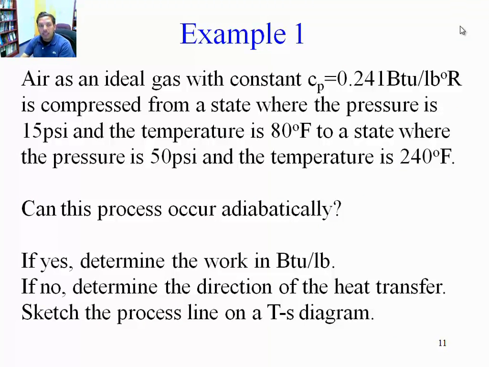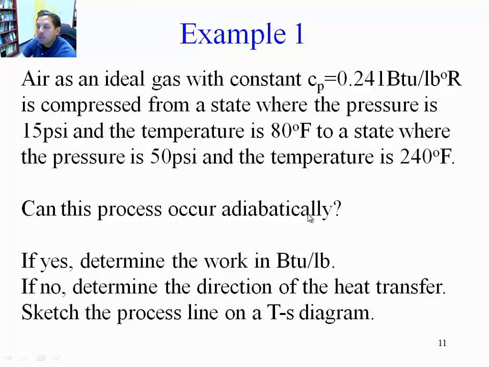Alright, now let's go directly into the implementation of these concepts of finding the entropy changes in ideal gases. Let's solve a problem where we have air, which can be considered an ideal gas, and we're given the value of Cp, so we don't have to look it up in the table. It's 0.241 BTU per pound Rankine, so this is in US customary units. It's compressed from a state where the pressure is 15 psi and the temperature is 80 Fahrenheit to a state where the pressure is 50 psi and the temperature is 240 Fahrenheit.